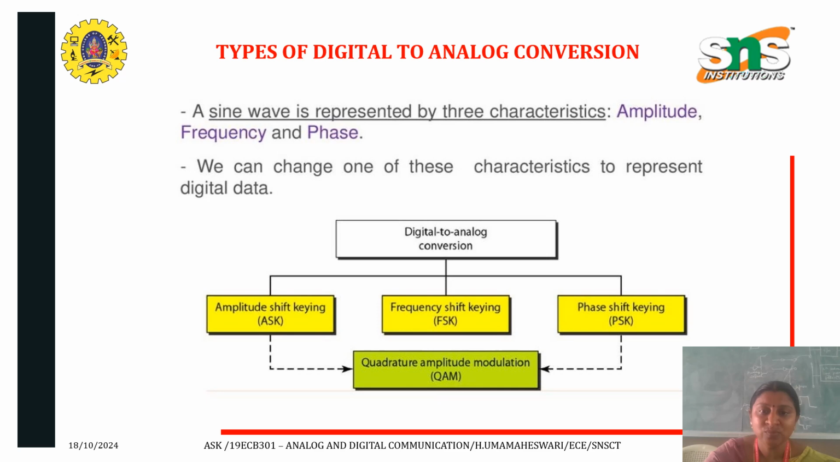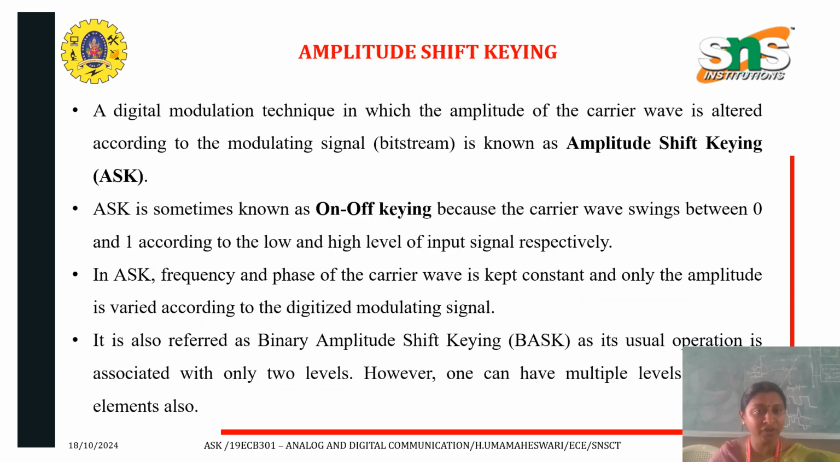So these are the various types of digital to analog conversion, that is ASK, FSK, PSK, where ASK and PSK are combinedly called QAM. Amplitude shifting is where the amplitude of the carrier wave is altered according to the modulating signal. This is sometimes called on-off keying because the carrier wave swings between zeros and ones according to the low and high level of the input signal respectively. Here in ASK, the frequency and the phase of the carrier wave are kept constant and only the amplitude is varied according to the digitalized modulating signal.